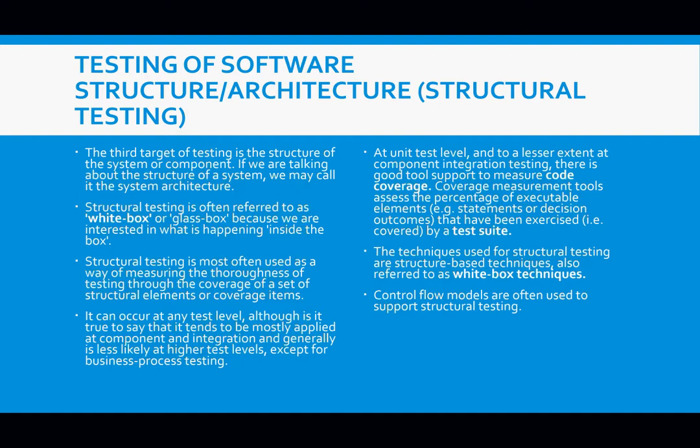Another target of testing is the structure of the system. This is where I refer to structural testing as white box or glass box. Basically you can see through what goes on inside the application, the structure of the application. You know the flow of the application, you can draw a flow chart of it. It is a kind of thoroughness of the application: you want to cover the statements of the application.